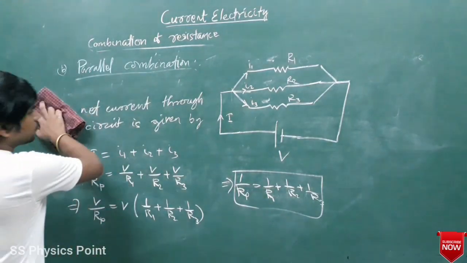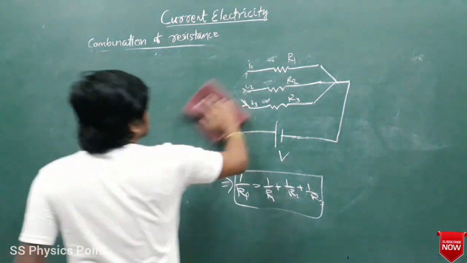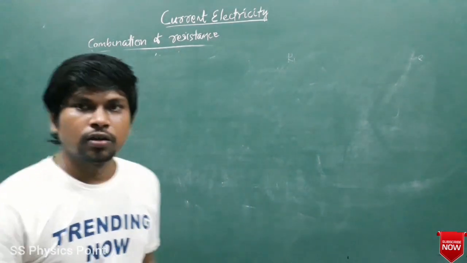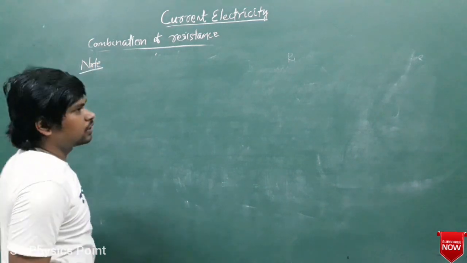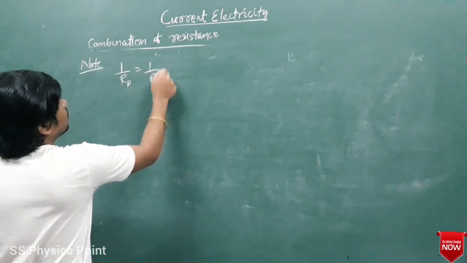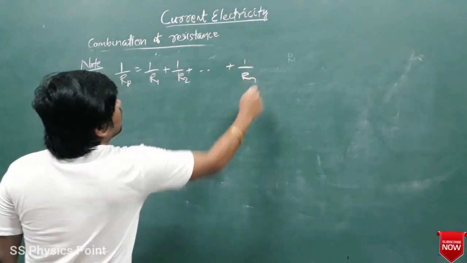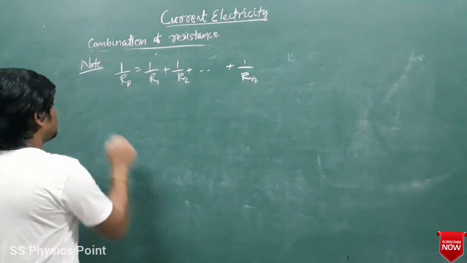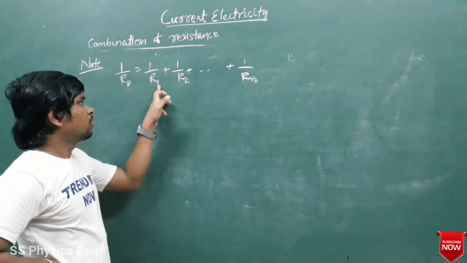Next one is, just make a note and write there whatever you have written in series combination, the same thing you can write in parallel combination. So write here, if there are n number of resistors, then the equivalent resistance will be how much? 1 by R1 plus 1 by R2 dot dot 1 by Rn, if there are n number of resistors.